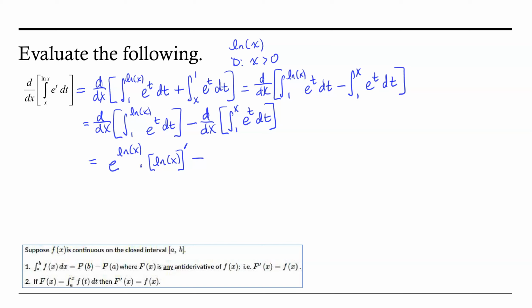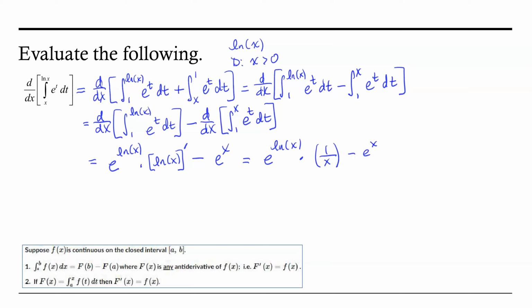Minus, for my second term here, my upper limit of integration is x. My lower limit of integration is a constant. It's perfect for applying the Fundamental Theorem of Calculus. And we simply get e to the x. Continuing on, we have e to the ln of x. We'll think about what to do there in a moment. Times, now my derivative of ln of x is 1 over x, minus e to the x.